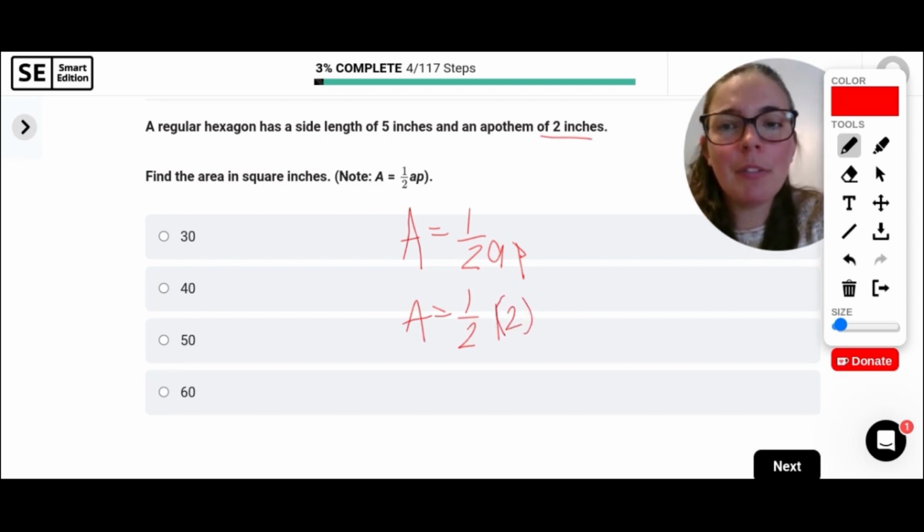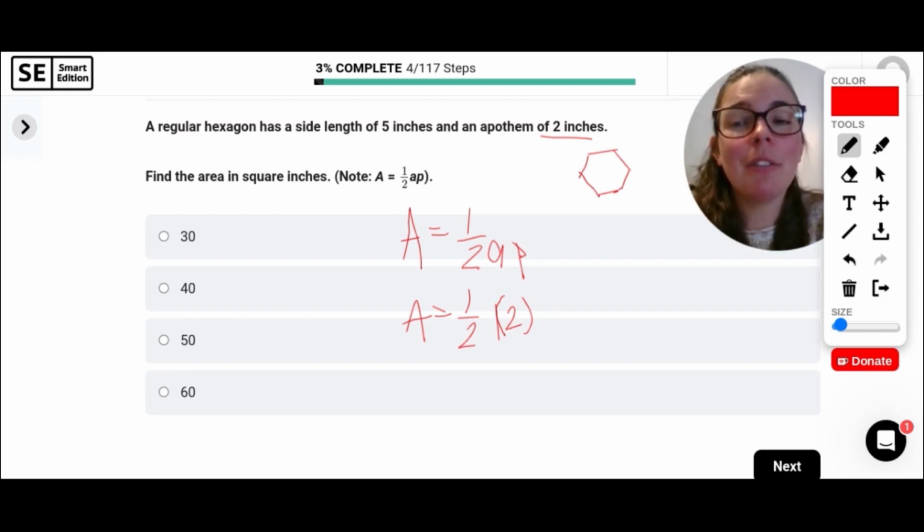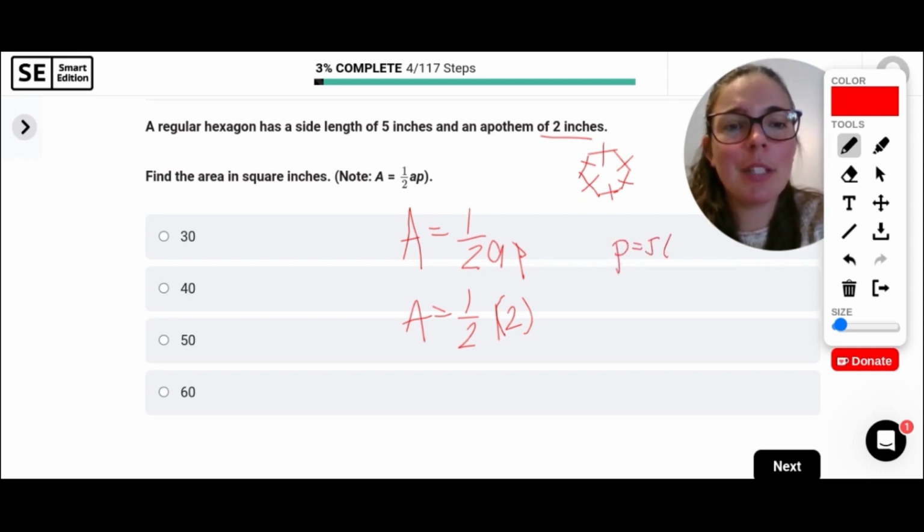So perimeter of a regular hexagon. A hexagon has 6 sides. When we hear regular in terms of polygons, different shapes, that means that all the sides are the same. So a regular hexagon means that every side is 5. So the perimeter would be 5 times how many sides are there? 6. So 5 times 6 is 30.